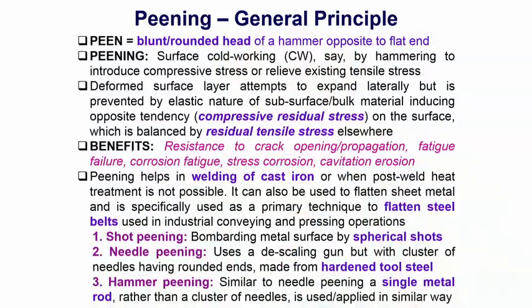So, to begin with the conventional practices, the very first technique we are going to discuss today is called shot peening, or peening for that matter. In fact, if you just think of a hammer, one portion of the hammer will have a flat head and the other portion will have a round head. So, this rounded portion is called the peen. The blunted or rounded head of the hammer is called the peen.